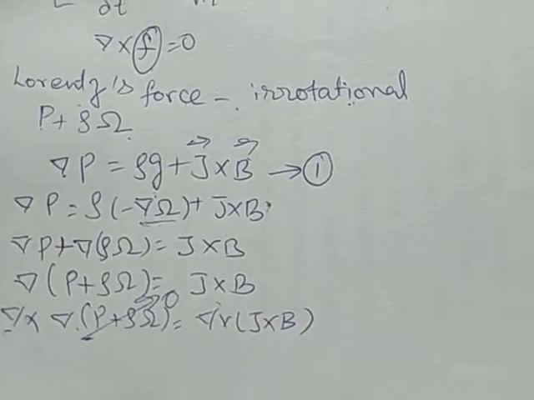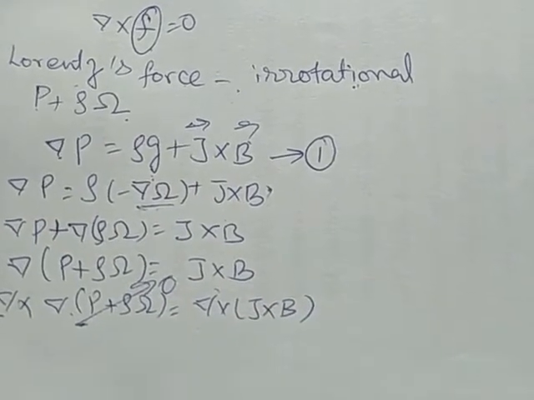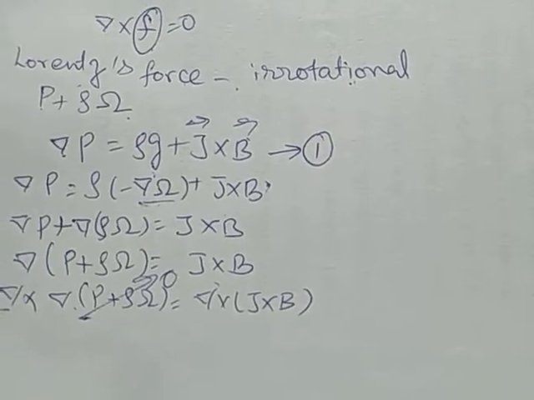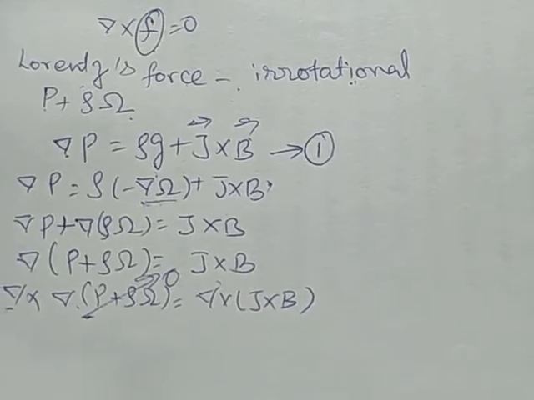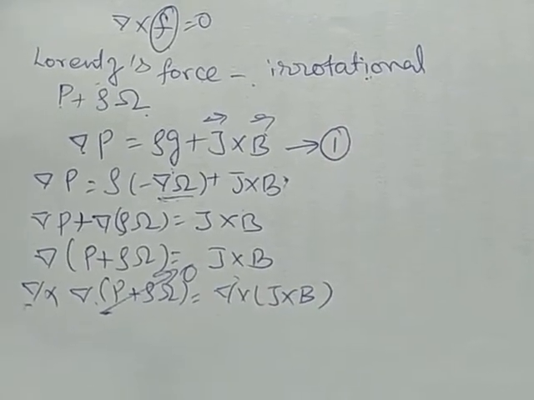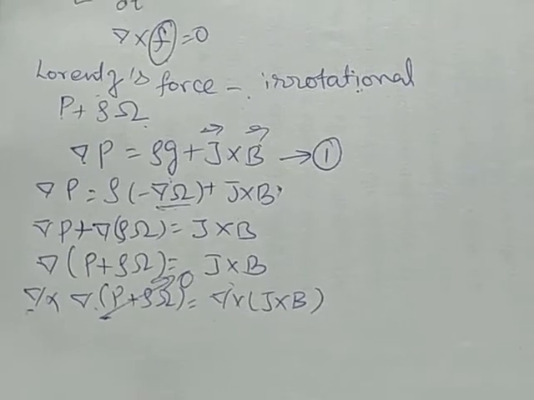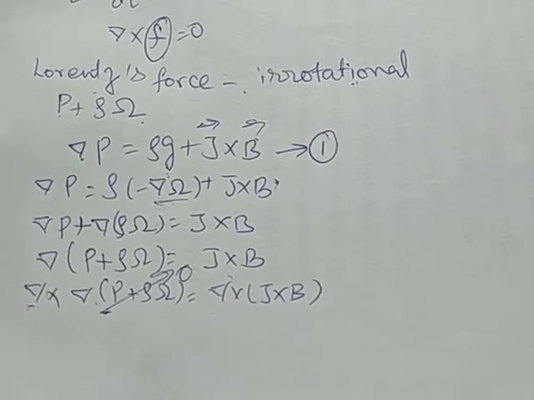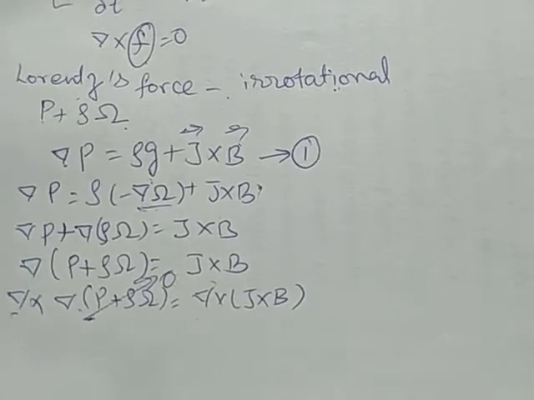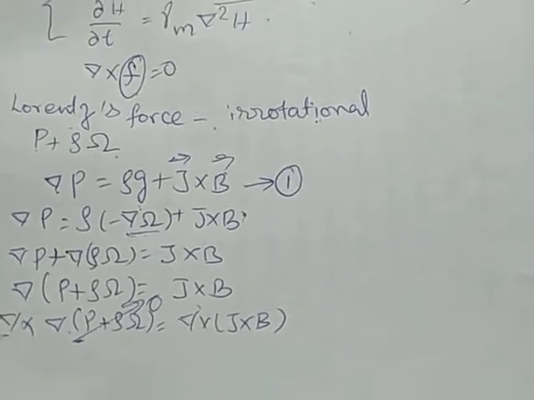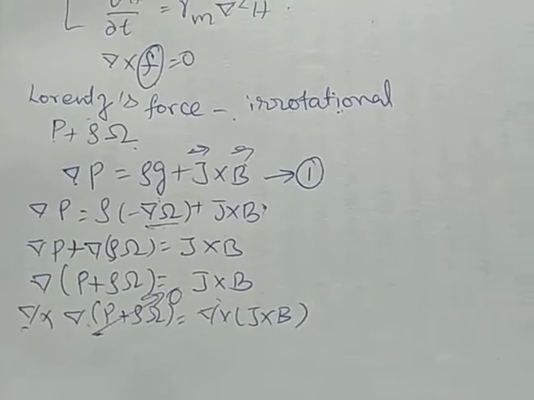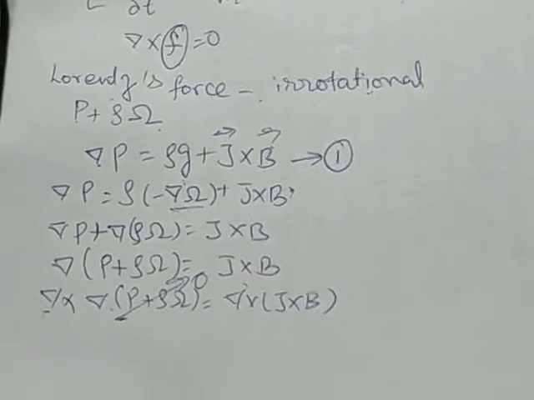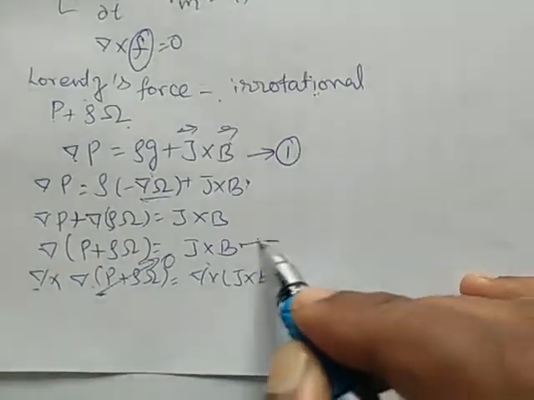Whenever the curl of a function is 0, the function is irrotational. Therefore J cross B is irrotational, or in other words, the Lorentz force is conservative. We have proved this. Now we have to prove that current lines and magnetic field lines lie on the surface P plus rho omega. To prove this, I will take the dot product with J. J means current lines.